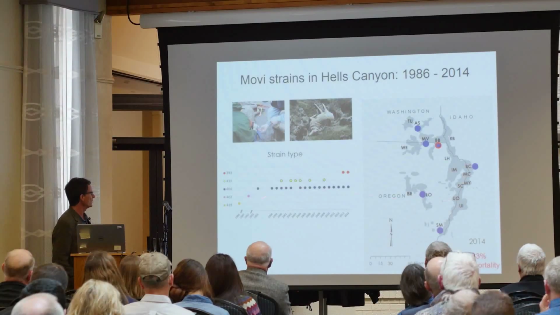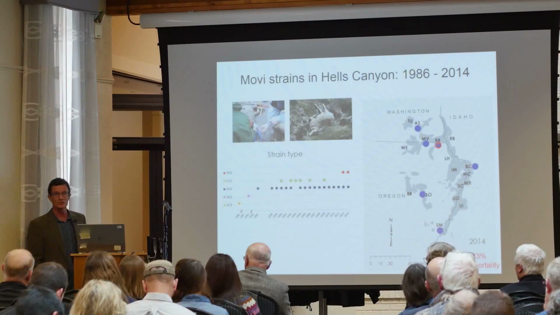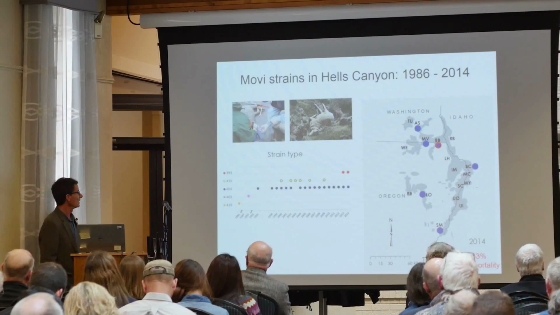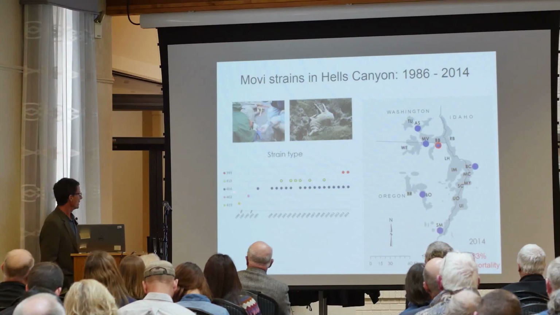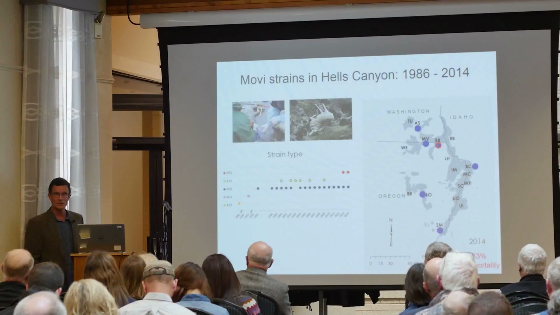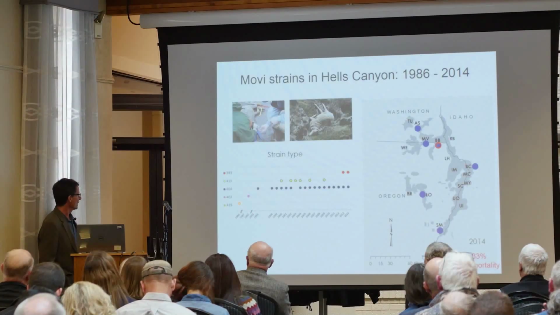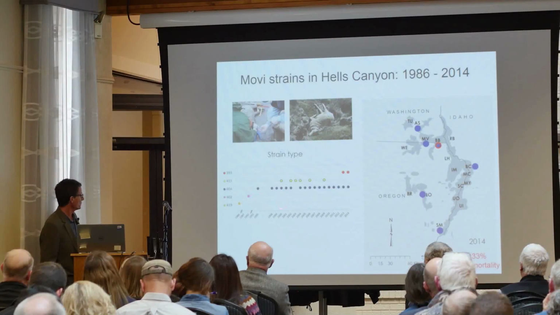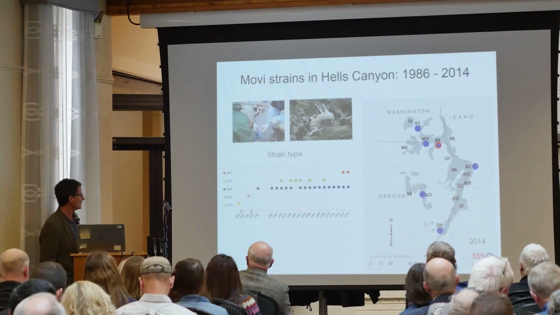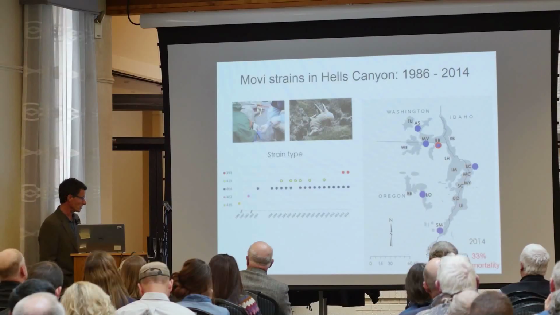But there are a couple of points I want to bring out. There were at least 5 MOV introductions into Hell's Canyon during this time. We can't be sure that they were free of MOV before that, because nobody was sampling and nobody had records. But 2 of these happened a long time ago and have not been detected since. There was probably minimal sampling in that time period, but there's been a lot of sampling since, so I think those 2 strains are really gone.